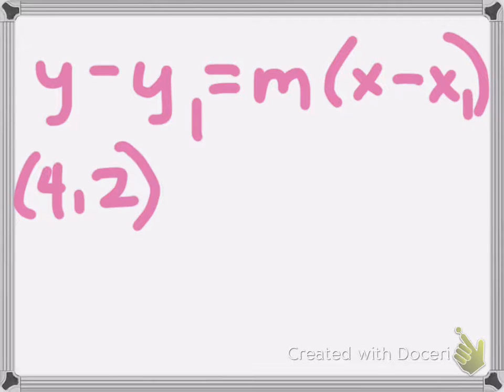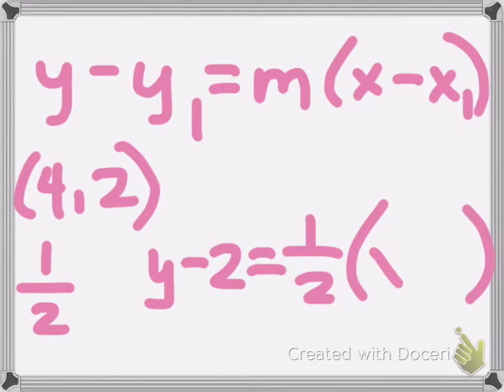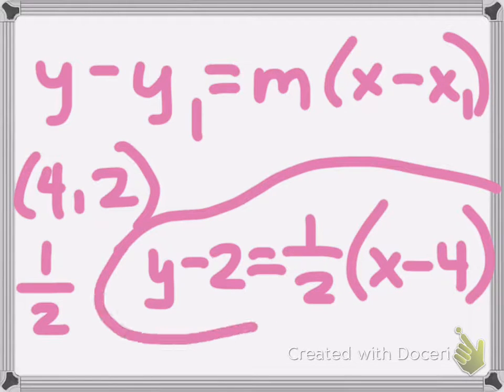My slope is 1/2. So I'm going to plug in my 2 for the y-coordinate, since that's the y-coordinate in the point. And I'm going to plug in 1/2 for m, or the slope. And then I'm going to plug in for the x-coordinate, or the x1, I'm going to plug in 4. And I don't need to simplify because my answer needs to be in point-slope form. So that would be my answer.